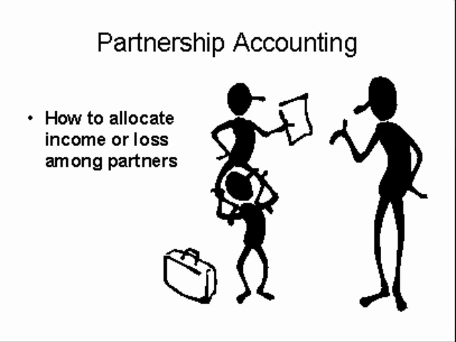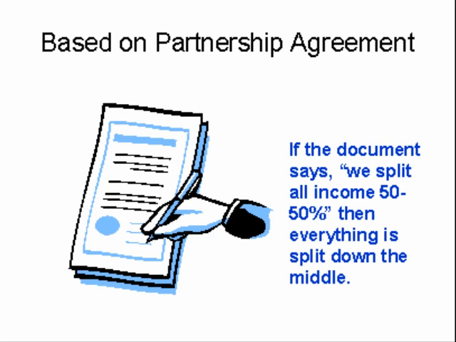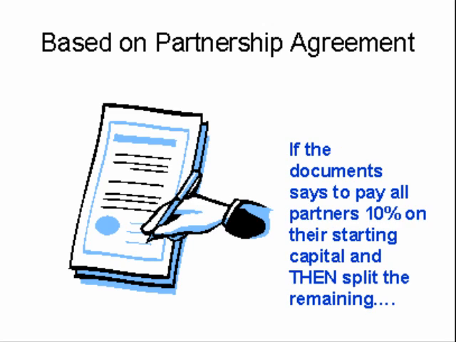Today we're going to allocate income to partners in partnership accounting practice. First thing we have to know is that we allocate income from partnership businesses based on their partnership agreement. It can be very simple. The partnership agreement can say we split everything 50-50. Whatever we make, or if there's any losses, we just split it right down the middle. That would be simple enough.